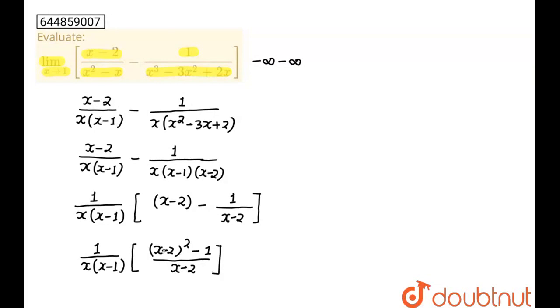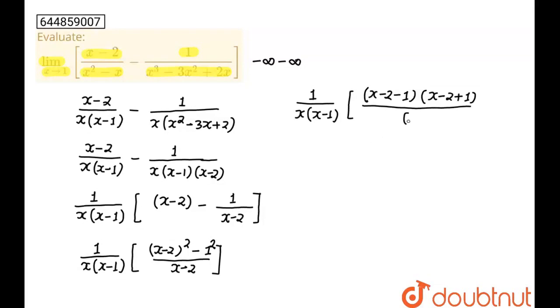Okay, now I'm going to expand this x minus 2 whole square. So here I'm going to write this 1 upon x into x minus 1. Okay, and this is x square plus 4 minus 4x, or what we can write this as a square minus b square, where 1 is 1 square. So this will become x minus 2 minus 1, that is a minus b, into a plus b, x minus 2 plus 1, upon x minus 2.